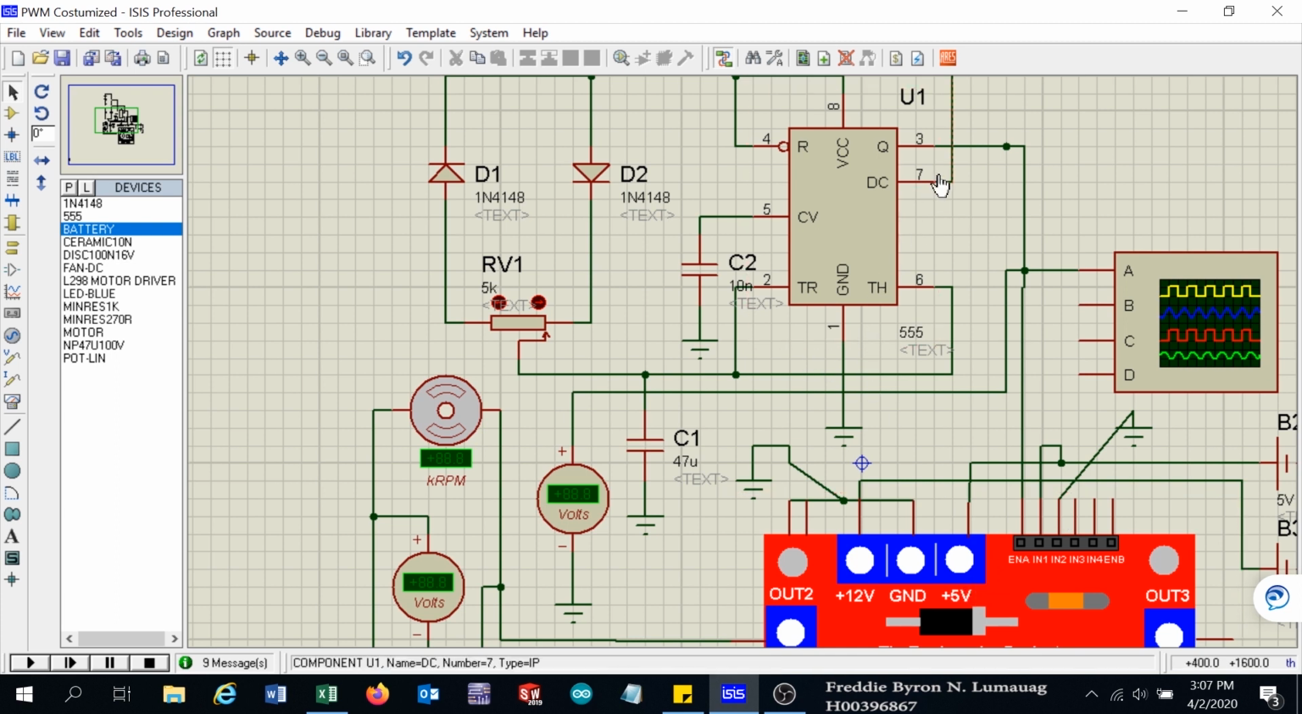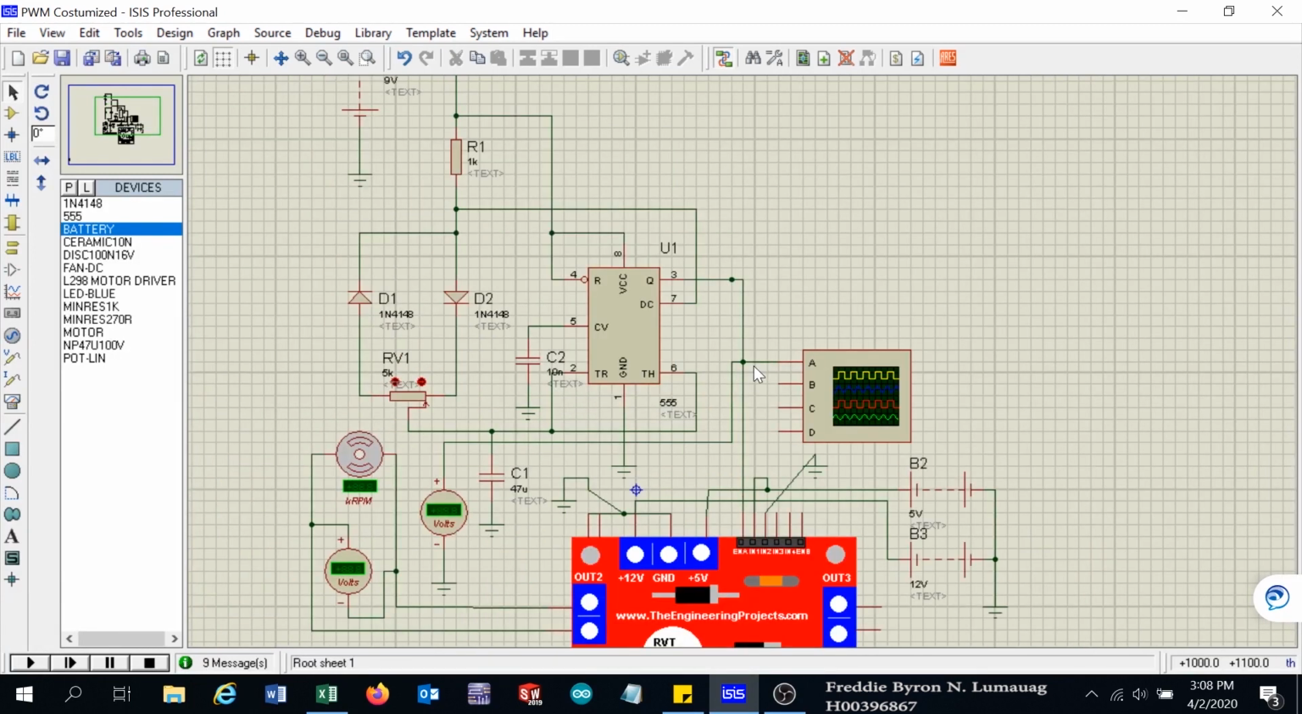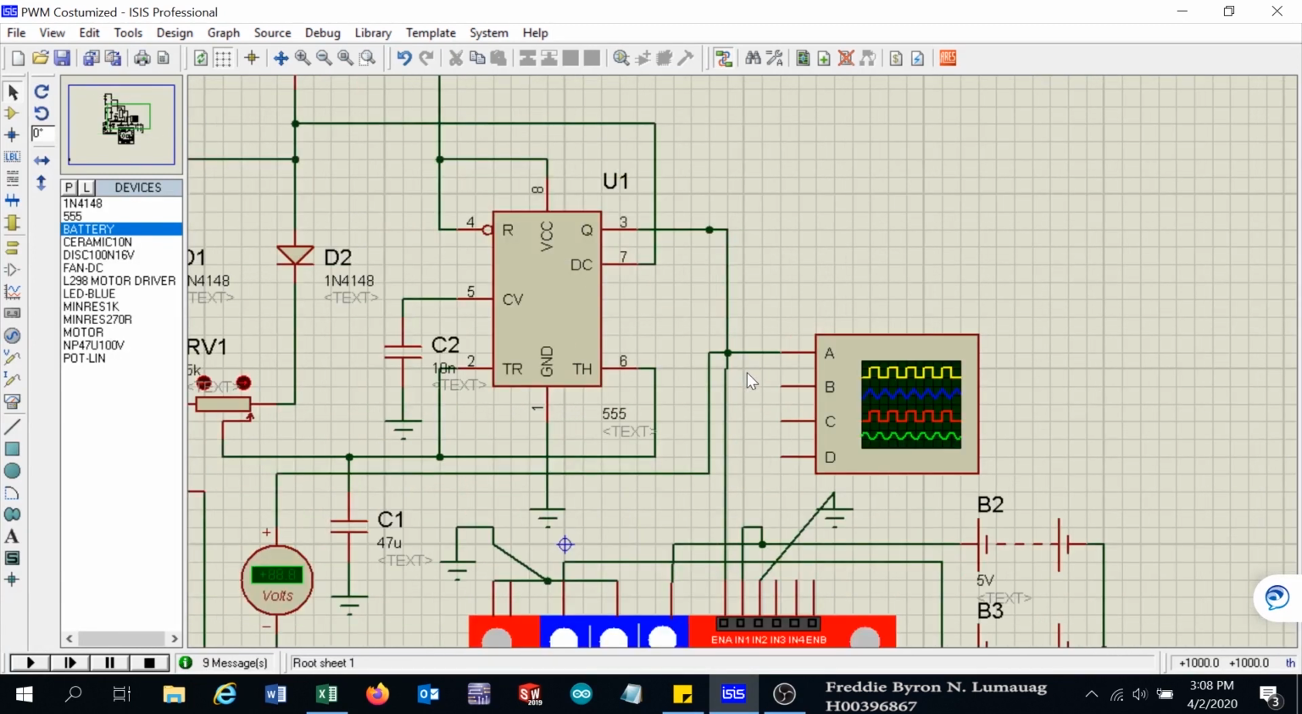So first thing, we have to check the frequency of this, and we will view the waveform through the oscilloscope, and then we will vary the potentiometer, and we will plot the speed versus the duty cycle of the waveform. Speed of the motor versus the duty cycle of the waveform. So we will try first to check how much is the frequency and how can we measure duty cycle.